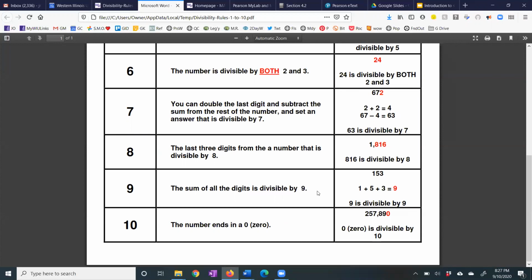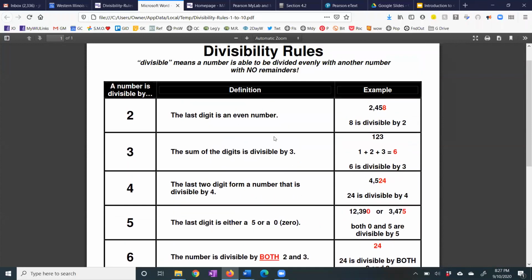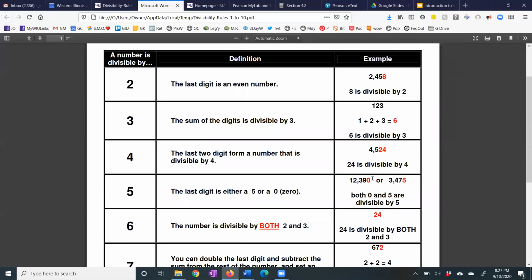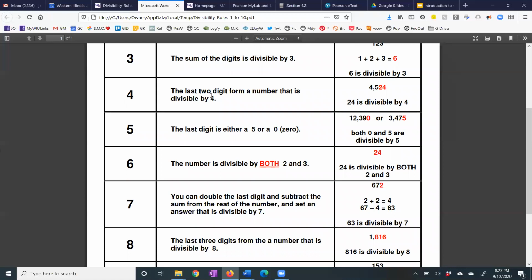Now let's do 2, 4, and 8. You probably also know the divisibility test for 2. We look at the last digit. If the last digit is even, then the entire number is even. The entire number is divisible by 2. What I'd like to do now is go to the divisibility test for 4. Here it is. The last 2 digits form a number that's divisible by 4. So you look at the last 2 digits and treat it as a 2-digit number.